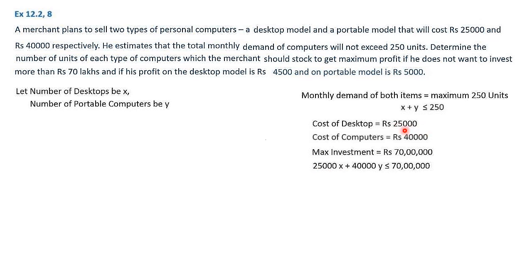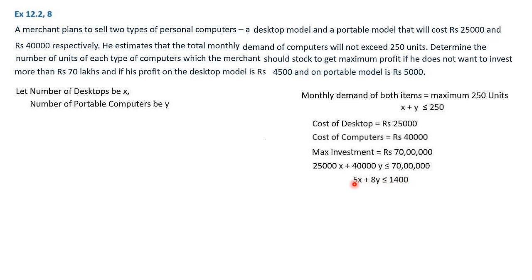25,000 desktop computers, per desktop computer we have to pay 25,000, and we are going to buy x number of desktops. So 25,000 into x plus per computer portable model 40,000, and here y number we are buying. So 40,000 into y. So when we add these two, we will get the total amount spending for computers. And according to his estimate, it should not exceed 70 lakhs. Means it should be within 70 lakhs, that is less than or equal to 70 lakhs. And here we can cancel the common terms and we will get 5x plus 8y less than or equal to 1,040.